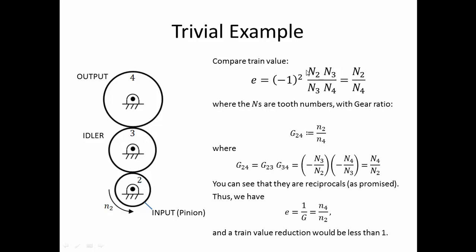If we want to compare our train value, you recall that the train value is capital N, the number of teeth on 2 divided by the number of teeth on 4. And then we want to compare that with the gear ratio of 2 to 4. And we found that was the number of teeth on 4 divided by the number of teeth on 2. So we see that the train value and the gear ratio are reciprocals, something I've said for a while. And the train value, if it's a reduction, is actually less than 1.